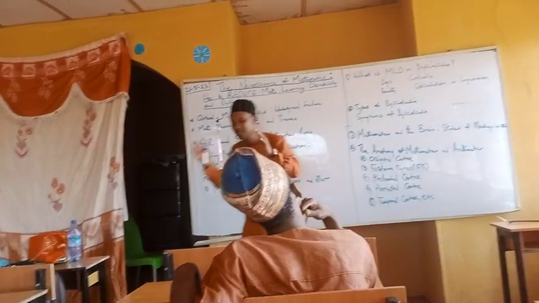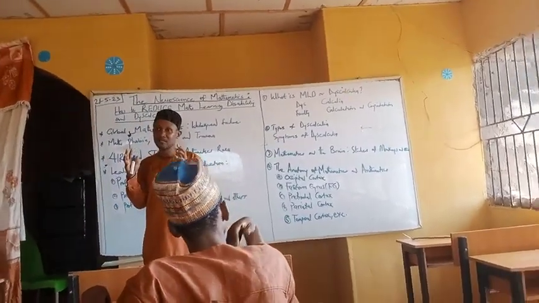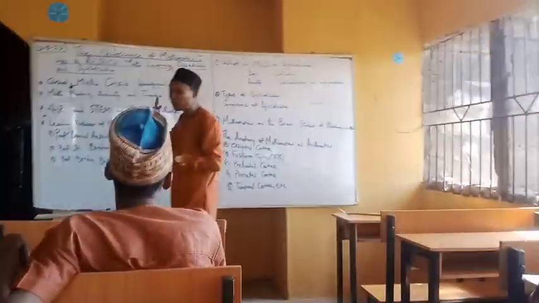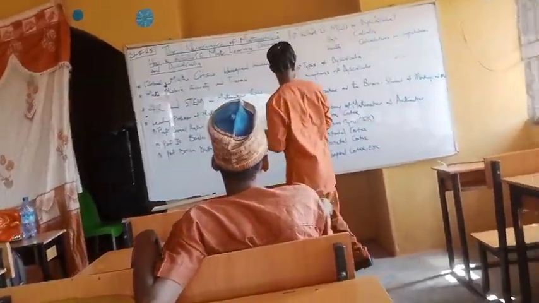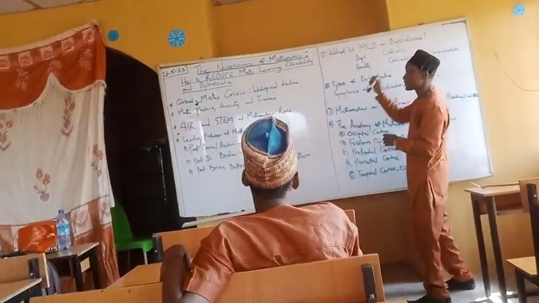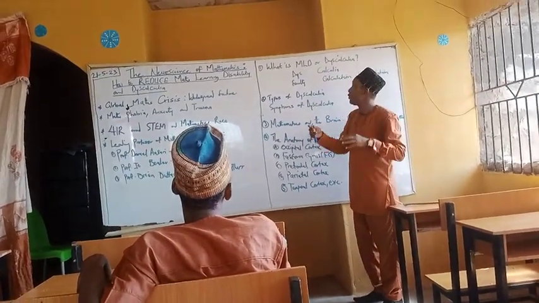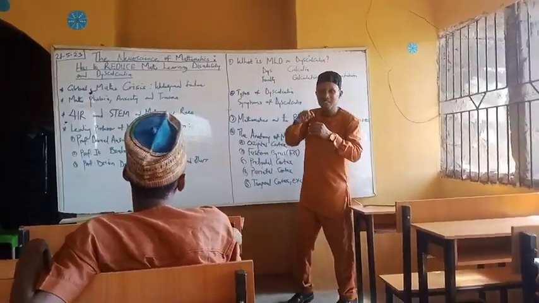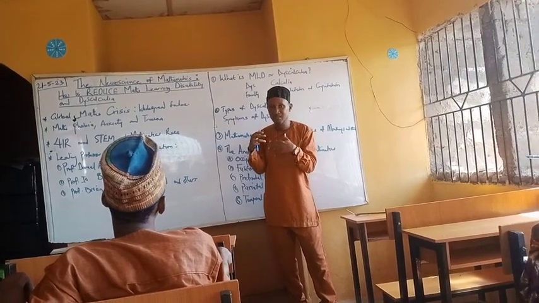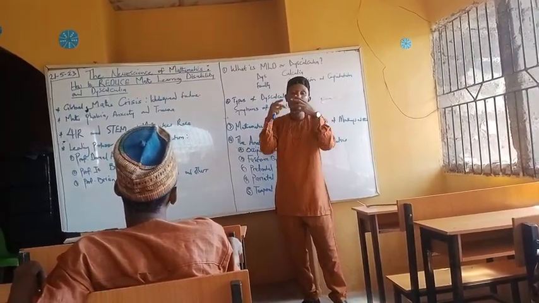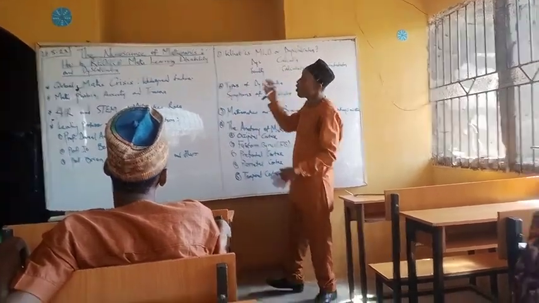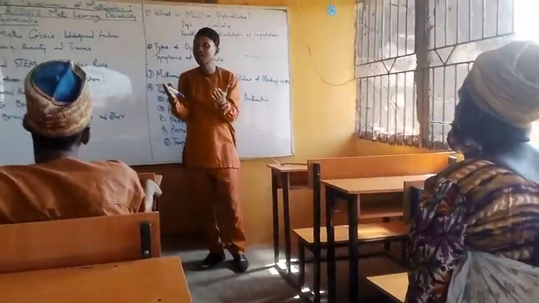Now we have different disabilities that are connected to mathematics. The popular one is called dyscalculia. If you look at this, it is just like dyslexia. Dyscalculia has to do with the problems that an individual faces as a result of calculations or computations. So dyscalculia means all those problems that are associated with mathematics.